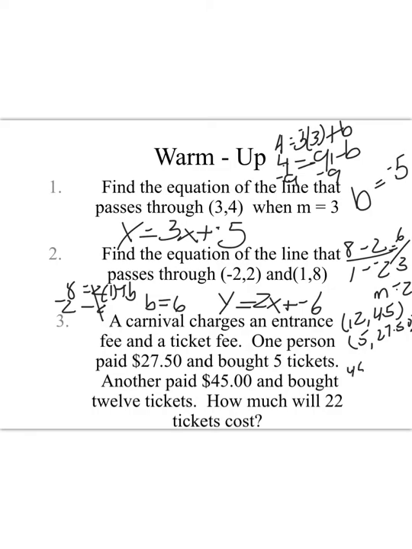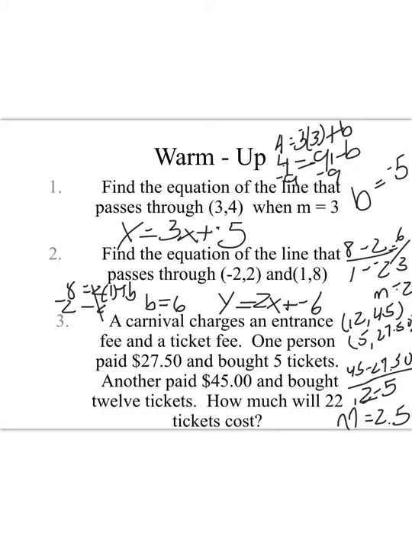So 45 minus 27.50 over 12 minus 5. My pen's not working. 12 minus 5. Because we are talking about money, you can actually write your answer as a decimal, getting yourself a money amount. So my slope is actually going to be 2.5.